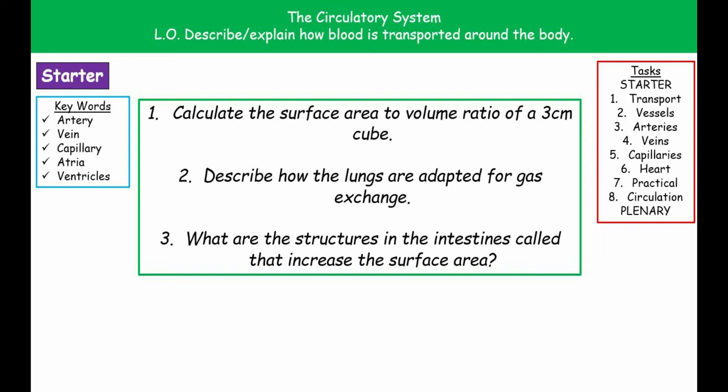To start us off though, we've got 3 questions based around our previous lesson, so have a go at answering these 3 questions in your books. I'm going to give you about 3 minutes to have a go at that.